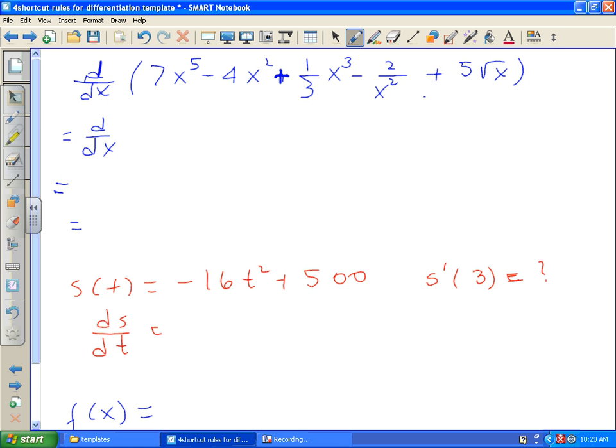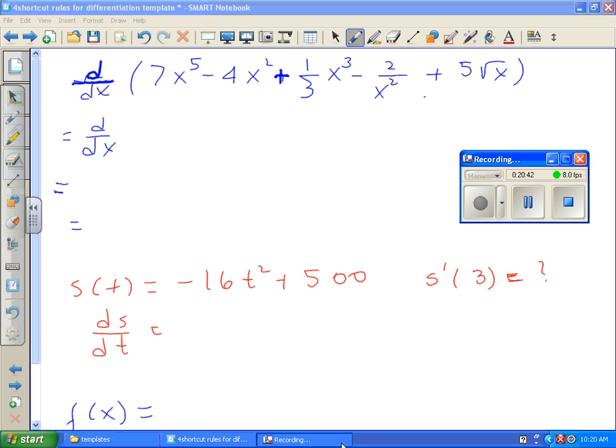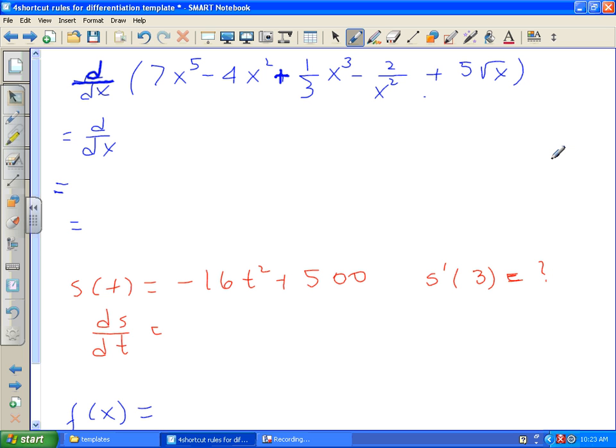Let's find the derivative of 7x to the 5 minus 4x squared plus a third x cubed minus 2 over x squared plus 5 over x. This one we'll use, as you can see, a little bit of everything we've learned so far. I'm going to give you a little time to think about this, and we'll come back and discuss it. So I will first rewrite and then differentiate.